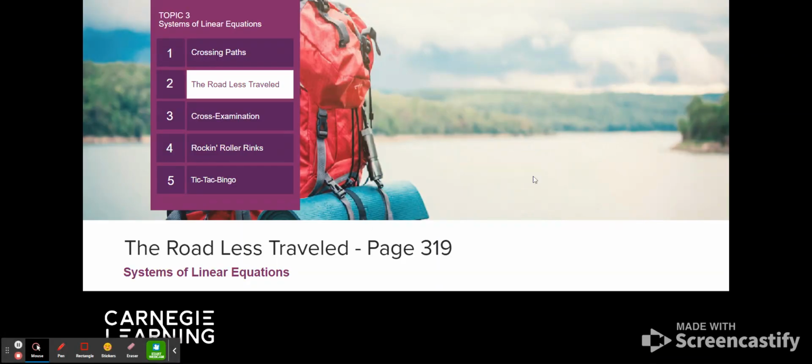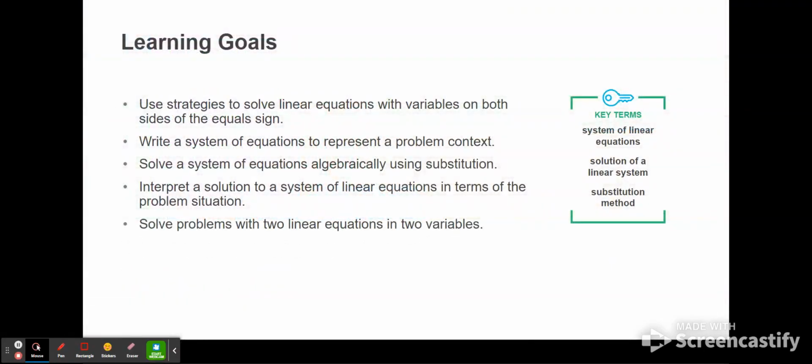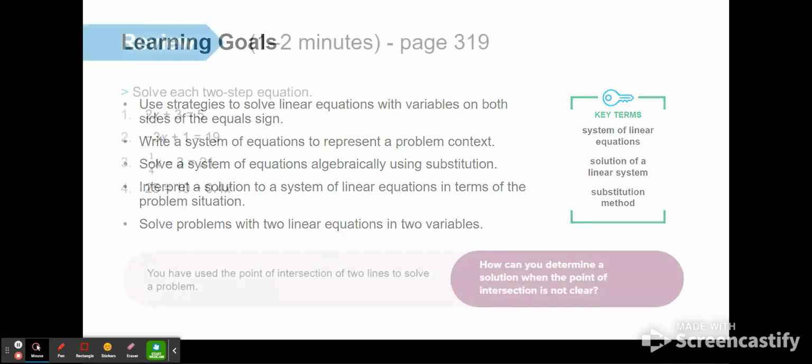Okay, here we go. So today we are talking about two different lines like we have been in the past, but we're not going to do so much graphing today. I want you to start with page 319, so make sure that everybody is on page 319. We're going to work with linear equations, and today we're going to work with variables on both sides of an equal sign. We're going to write a system of equations, solve it, and interpret it. We'll get to that part tomorrow.